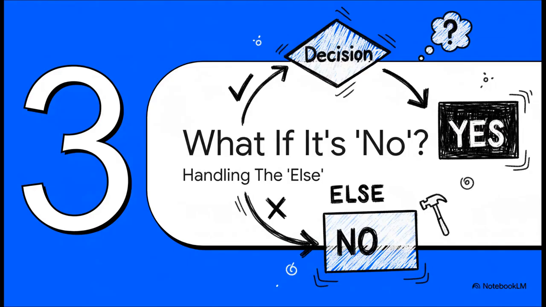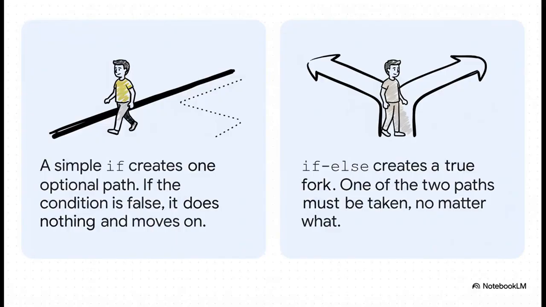But that brings up a really important question, right? The simple if is great when the answer is yes, but what about when it's no? What if we want the program to do something specific when the condition isn't true? For that, we're going to need another tool. And this is the perfect way to see the difference. An if, by itself, that's like a one-way street with an optional detour. But an if-else, that's a true fork in the road.